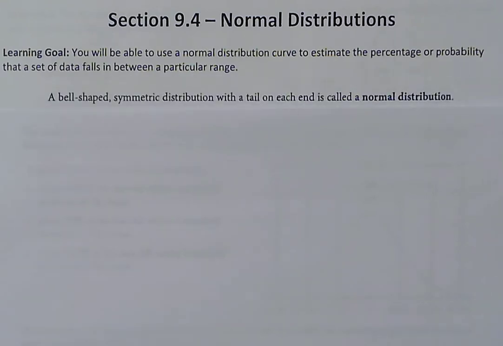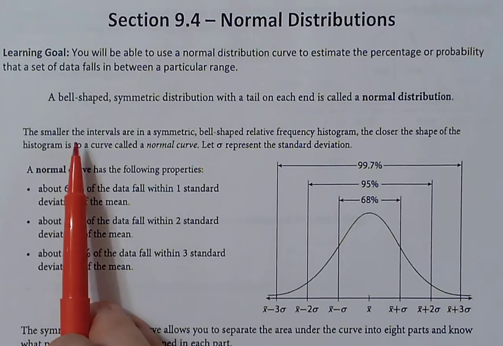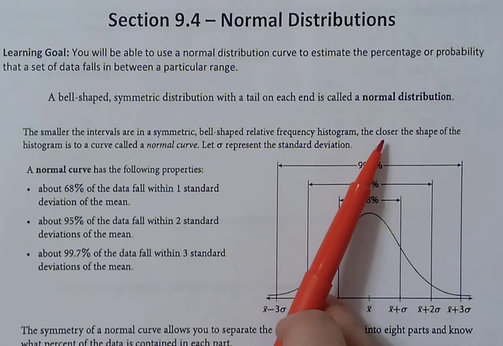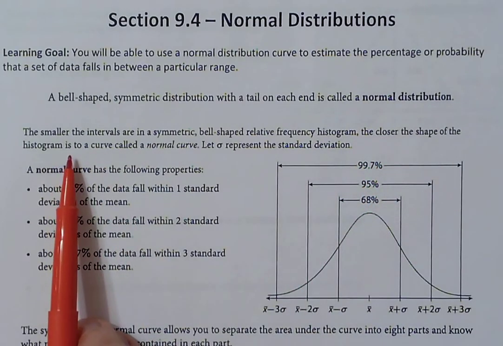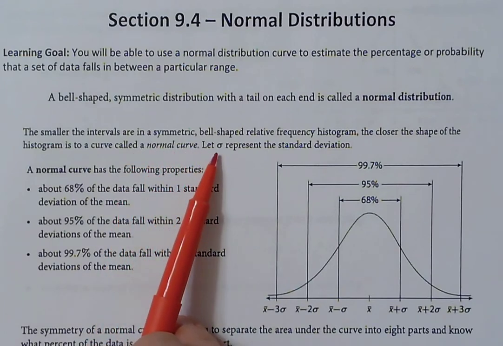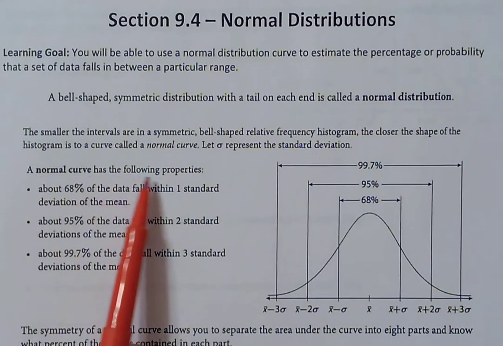A bell-shaped symmetric distribution with a tail on each end is called a normal distribution. So what does this look like? It looks like this. For the normal distribution curve, with smaller intervals, you get a symmetric bell-shaped relative frequency histogram. The closer the shape of the histogram is to a curve is called a normal curve. This little symbol here is going to represent standard deviation, and a normal curve has the following properties.